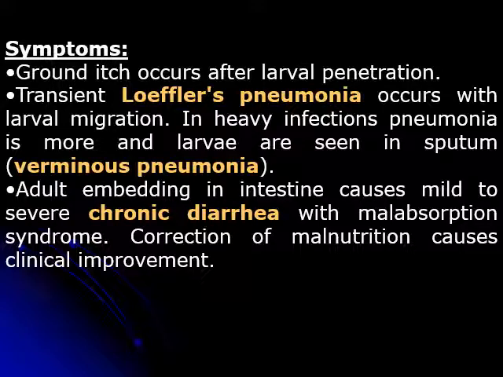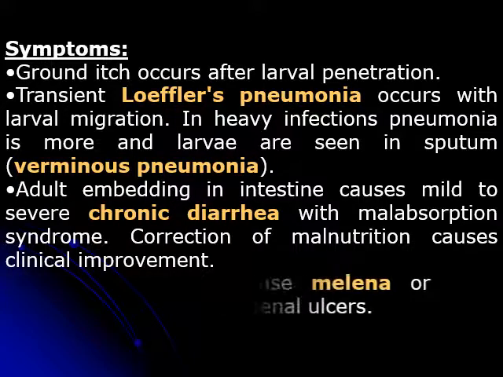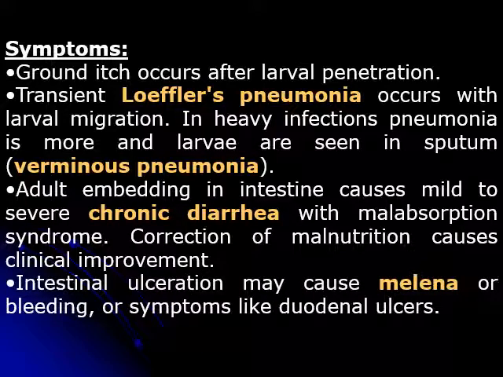Chronic diarrhea usually results in malabsorption syndrome. Correction of malnutrition causes clinical improvement of the case. Intestinal ulceration may occur and may cause melena or bleeding sometimes, or symptoms like duodenal ulceration.